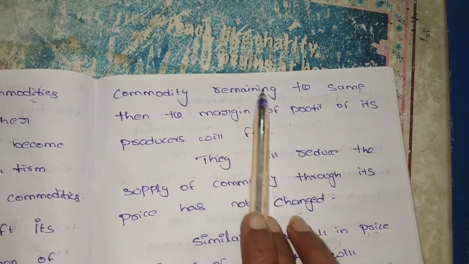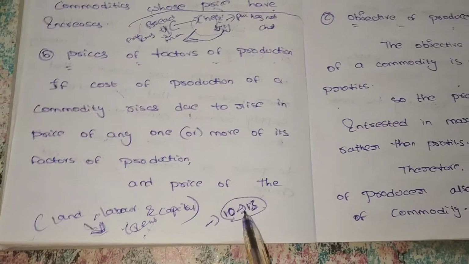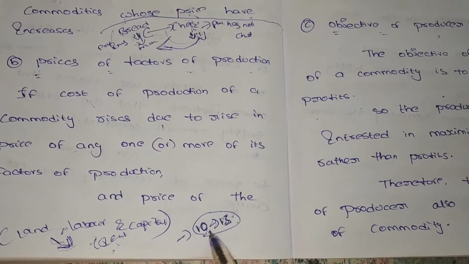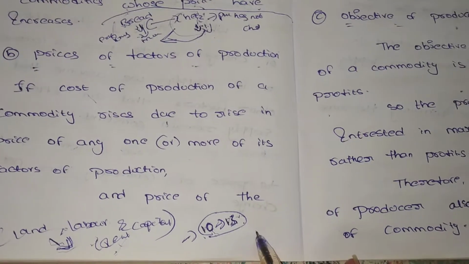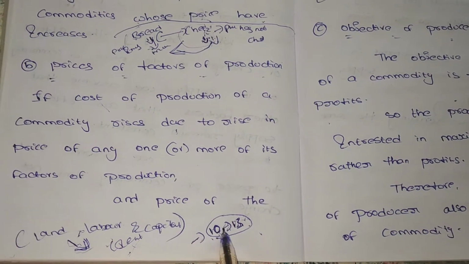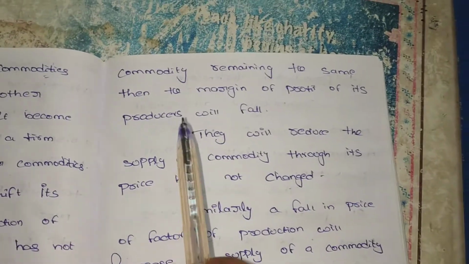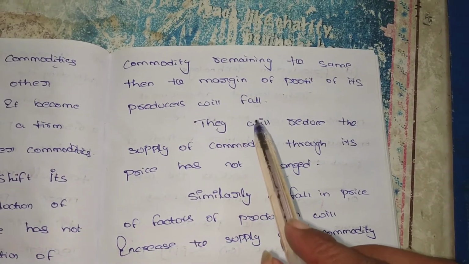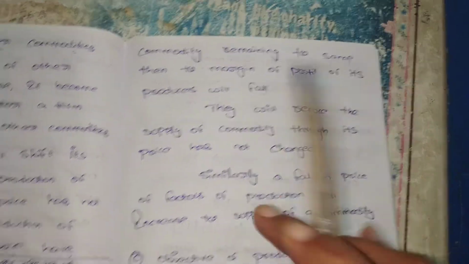and the price of the commodity remains the same, then the margin of profit of the producer will fall. Obviously our production cost will increase from 10 rupees to 13, but there is no change in price. The price will be constant, but our cost of production will increase, so the producer will get losses. So in this case also the supply will be reduced. No change in price, but changes in the prices of other factors of production will affect the supply. I hope you understand.